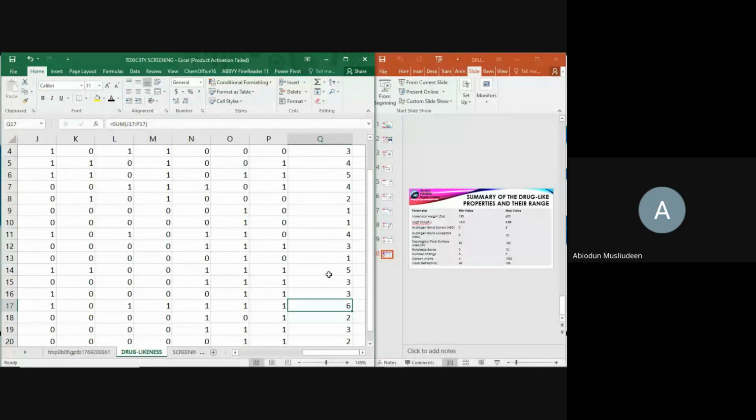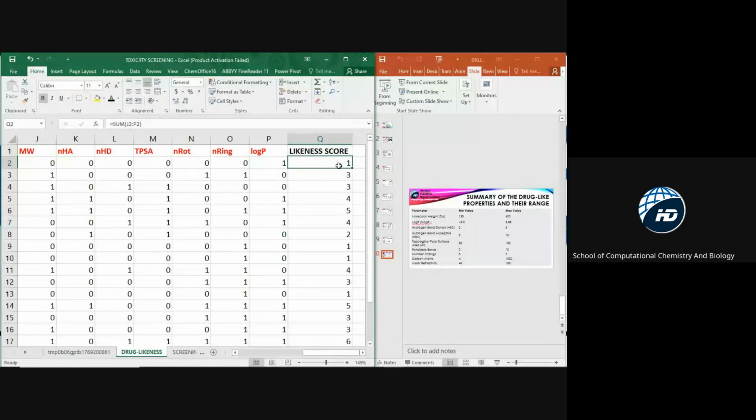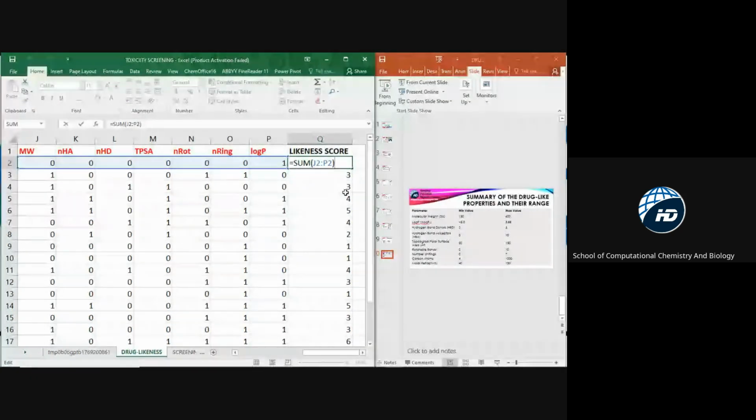Please show the function again, sir. The function, okay. Summation, J2 to P2, you close the bracket and enter. So we are summing the binary digits, our 1 and 0. Our interest now is on the ones that read 1. Those that read 1 mean that they are within the range.